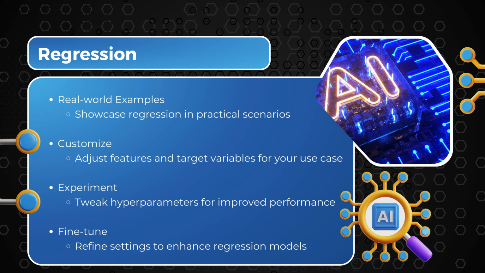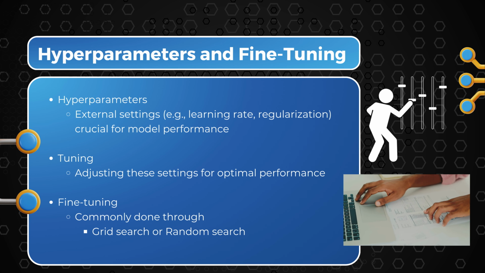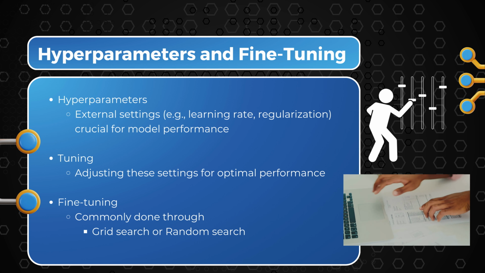These examples provide an idea of how different regression algorithms can be applied to real-world scenarios. You can customize these features and target variables based on a specific use case. Additionally, experimenting with hyperparameters and fine-tuning can enhance the performance of these different regression models. Let's see what are hyperparameters and fine-tuning.